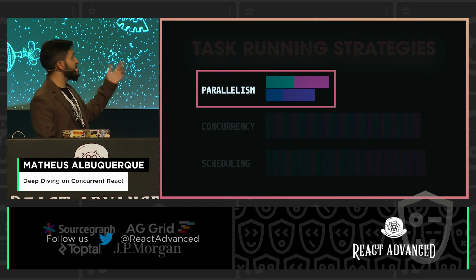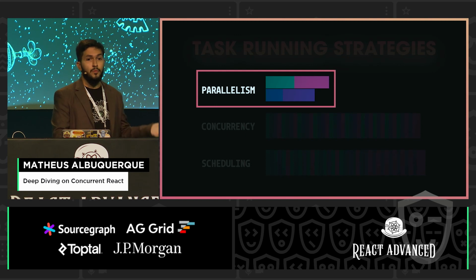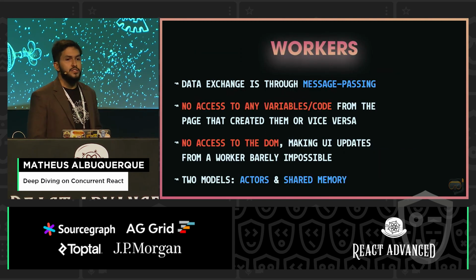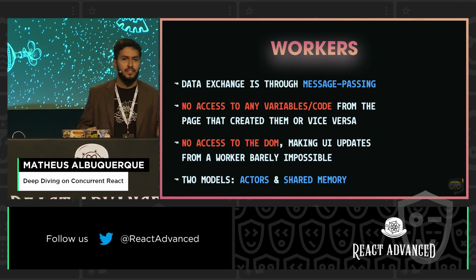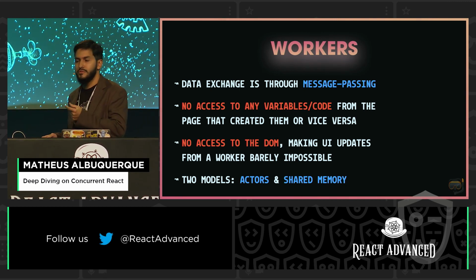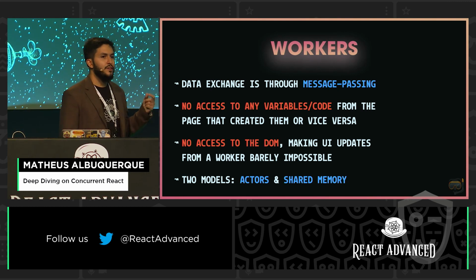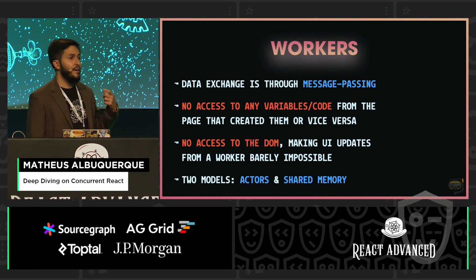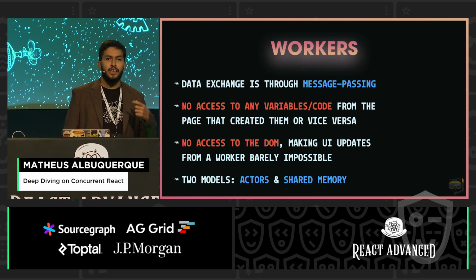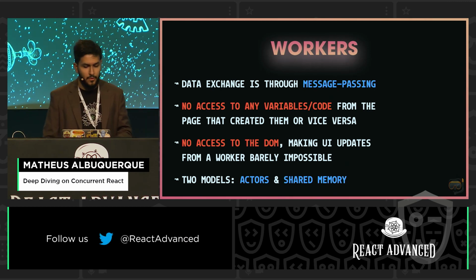So let's start with the first approach, parallelism. Parallelism in the browser, as you probably know, happens with workers. Workers have a few gotchas. Data exchange is via message passing, with that thing called postMessage that you probably know. The first gotcha is that we don't have access to the variables or the code from the thread that created them. Also, we don't have access to the DOM. So making UI changes from a worker is really complicated and sometimes barely impossible.